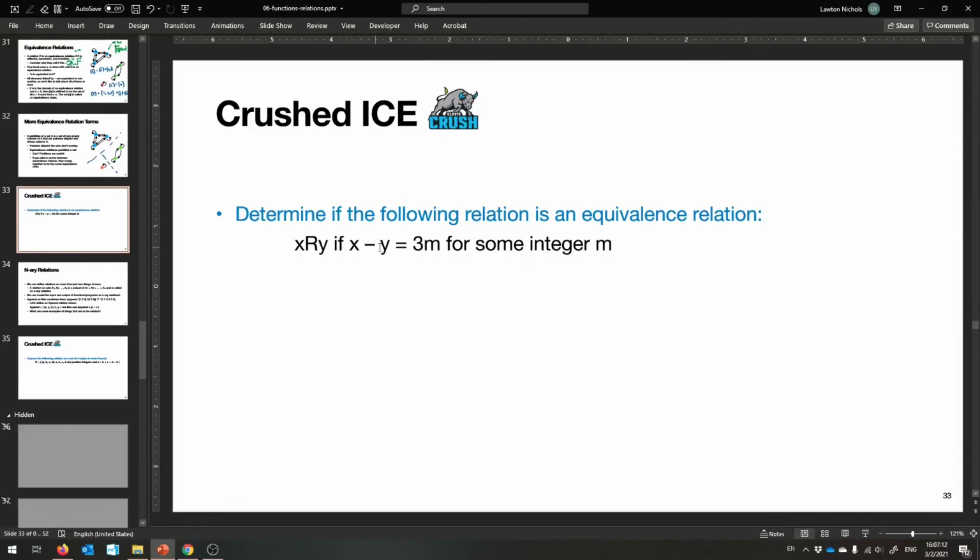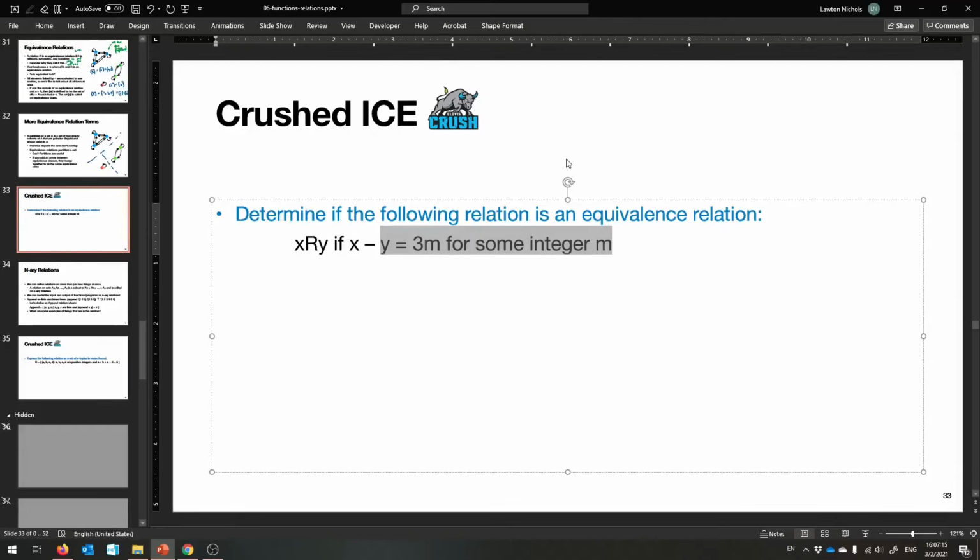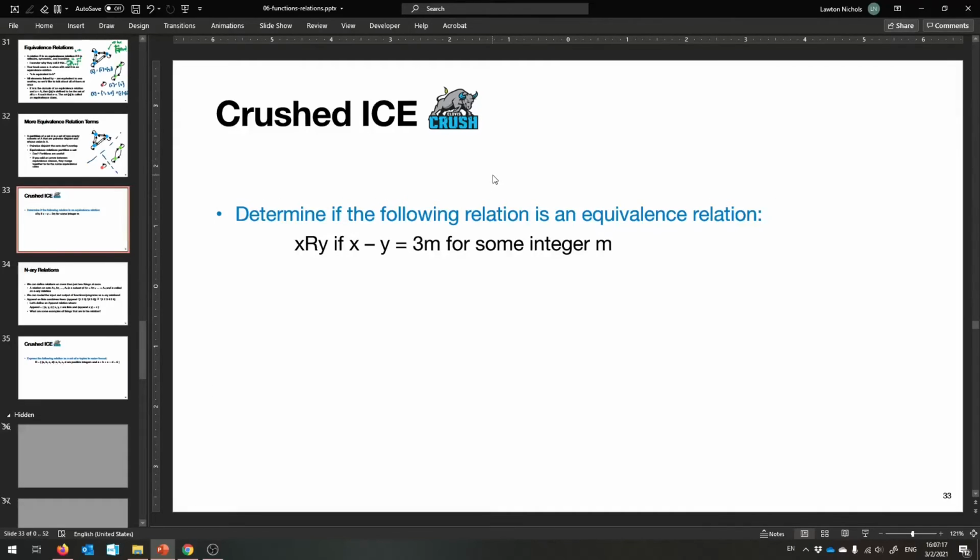Okay, x minus y equals 3m for some integer m. What in the world does that mean? Let's give some examples of things that are related to see what's going on here. Let's pretend that m equals 1. Something minus something is 3, so like 6 and 3, and 4 and 1. That makes sense. They're just 3 apart. Like 7 and 4.